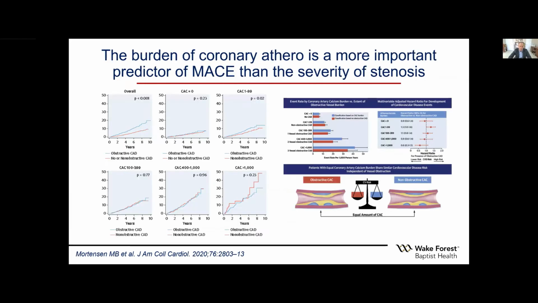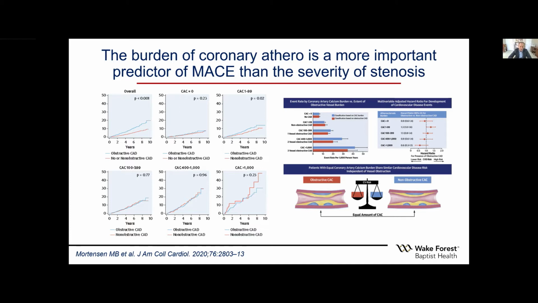I want to review some very recent data in this regard. Here's a really nice, elegant demonstration of this principle that was published in JACC last year. This is taken from a large registry of CCTA in symptomatic patients from Denmark. What they looked at was the cumulative incidence of major adverse cardiovascular events, first in the overall population stratified by obstructive versus non-obstructive coronary disease. Not surprisingly, as you can see on the top left, individuals with obstructive coronary disease had higher incidence of MACE than those with non-obstructive coronary disease.